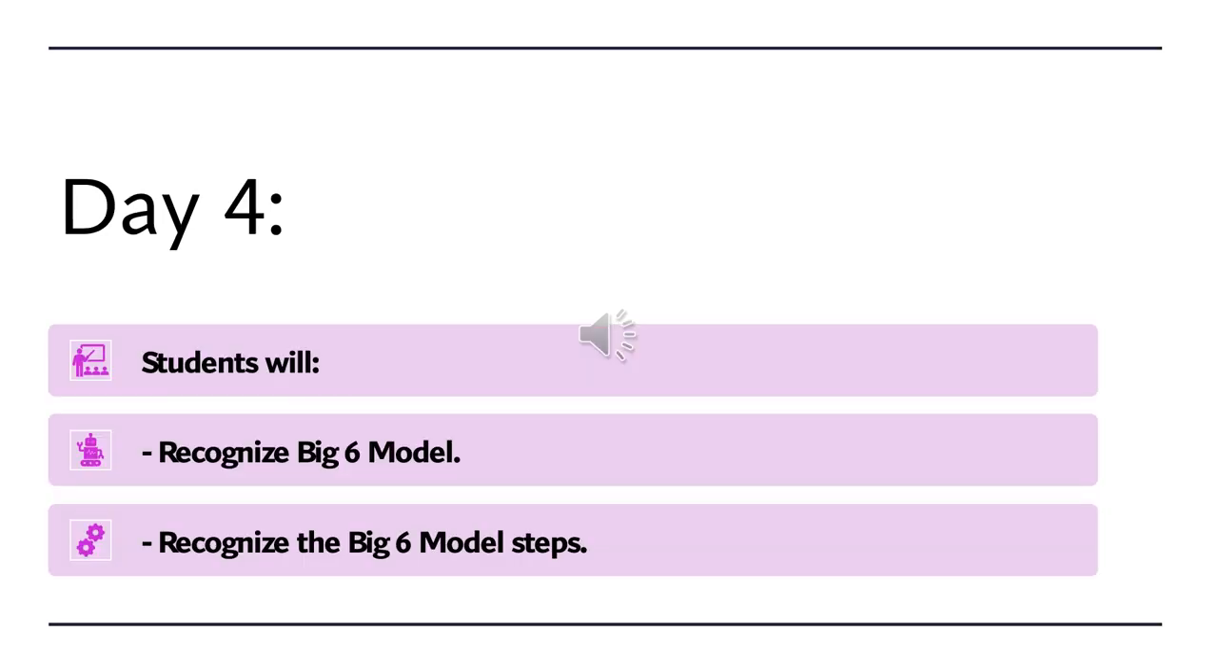As for day four, we are going to head to the library again. We're going to discuss the Big Six model to help you have a clear idea, a clear vision of how to conduct a research through the Big Six model. We're going to recognize the model steps. We're going to discuss definitions, strategies, synthesis, evaluation, information, how to seek for the information.